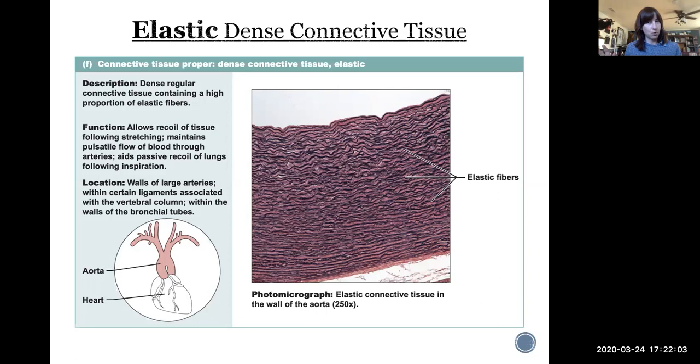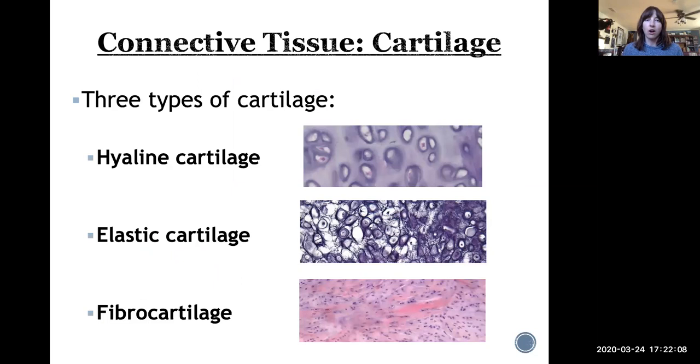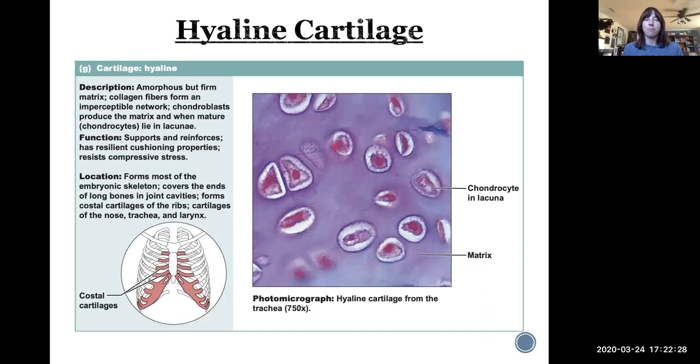Moving on. All right, still connective tissue, just not connective tissue proper, okay? Cartilage. There are three types of cartilage that we need to talk about. Hyaline, elastic, and fibrocartilage. Let's start with hyaline. Hyaline cartilage is by far the most widespread type of cartilage in your body.